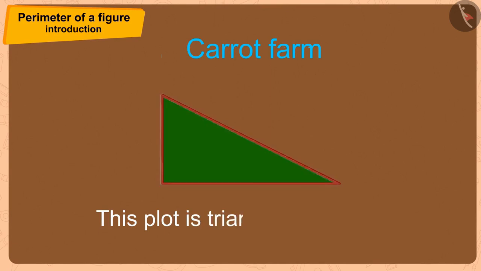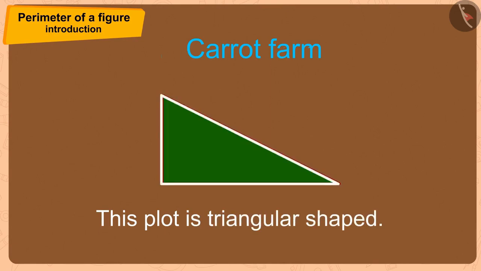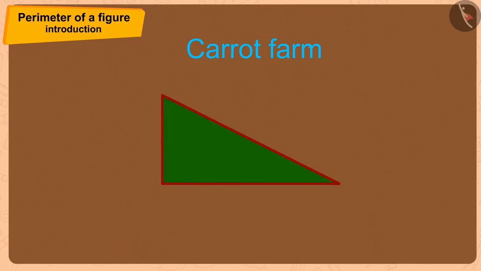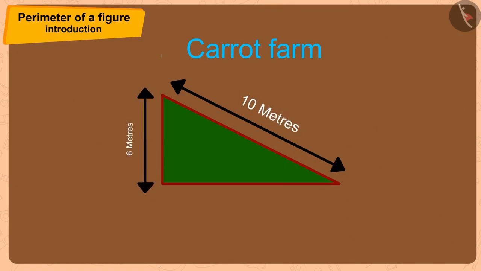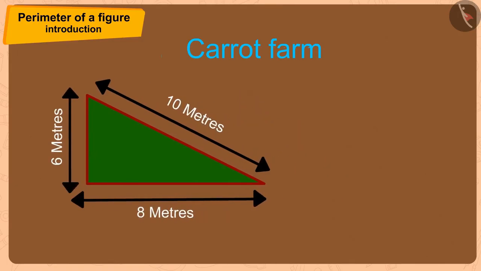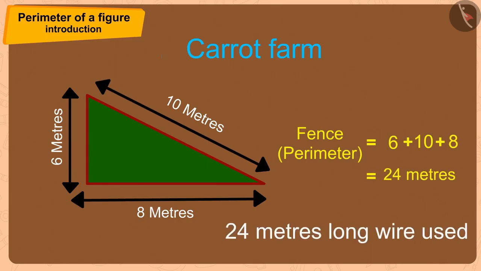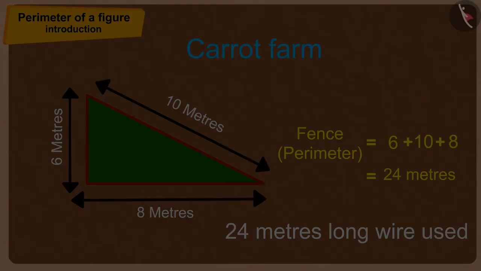This plot is triangular shaped. Therefore, to find the perimeter of its fence, we only have to add the length of its edges. In this way, to fence this plot, Bhola needs to add the sides 6, 10 and 8. Therefore, he needs a 24-meter long wire.